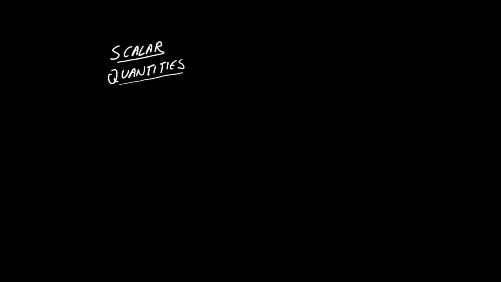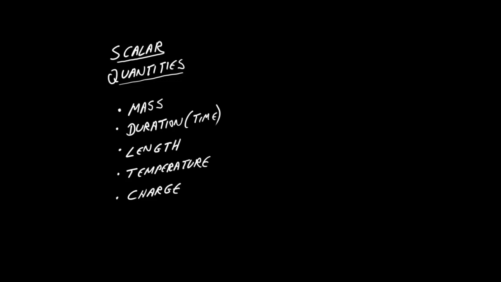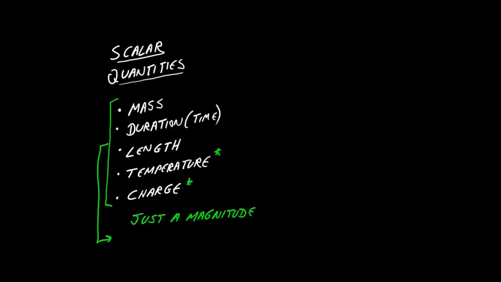Let's list some scalar quantities. Think about mass, duration, length, temperature, charge. These physical quantities are all well described with a single number. Really, they just have a magnitude, although some of them may go negative, so it's a magnitude and a sign. But still, just a simple number is adequate to describe these things.